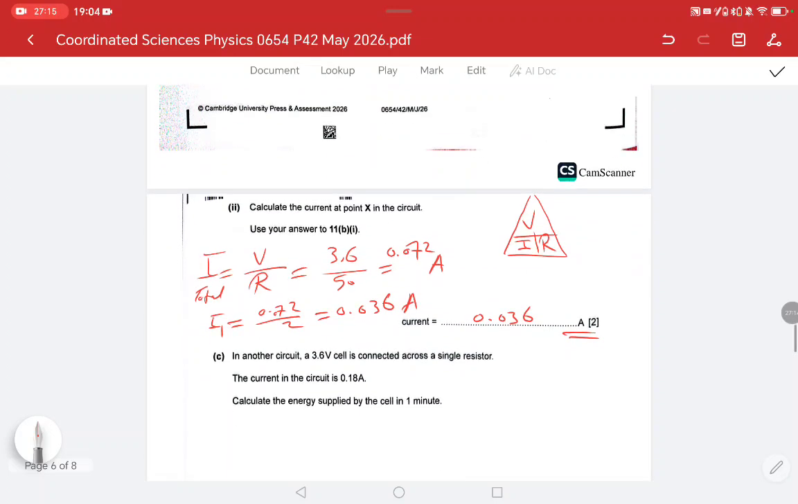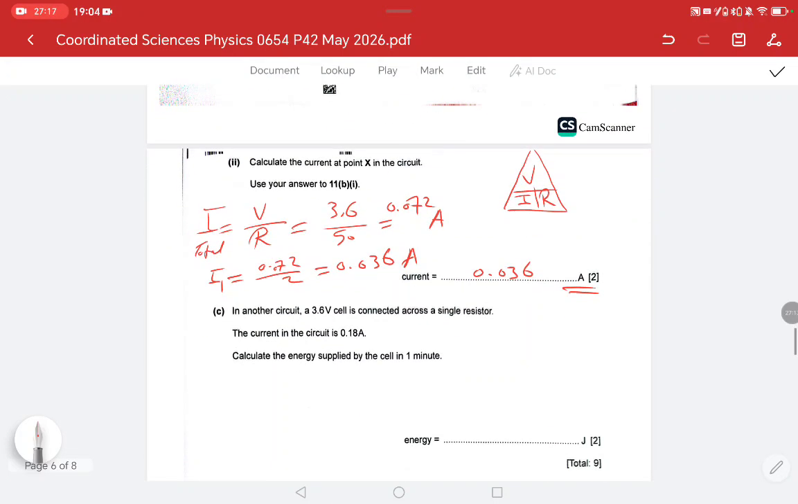Okay, good. Now in another circuit, a 3.6 V cell is connected across a single resistor. Okay, this is another circuit. We connected a single resistor. The current in the circuit is 0.18 amps. Calculate the energy supplied by the cell.